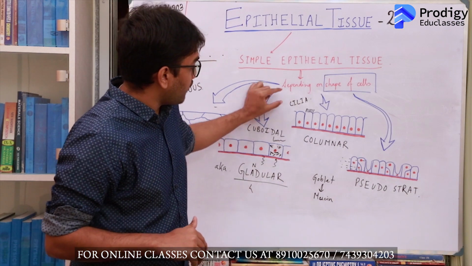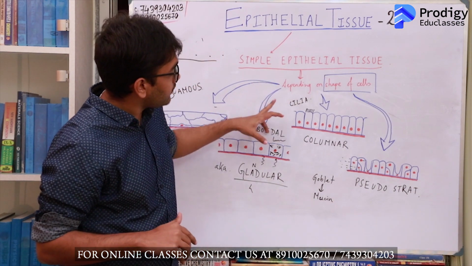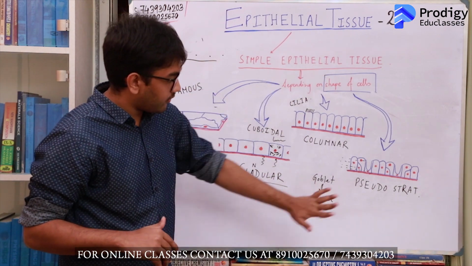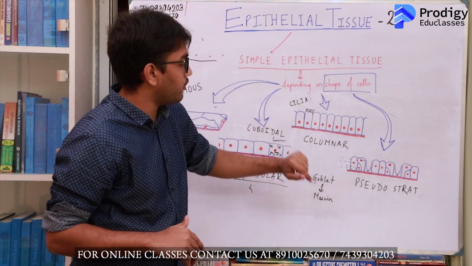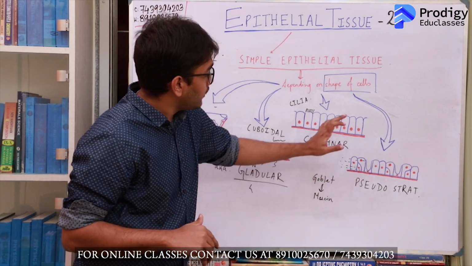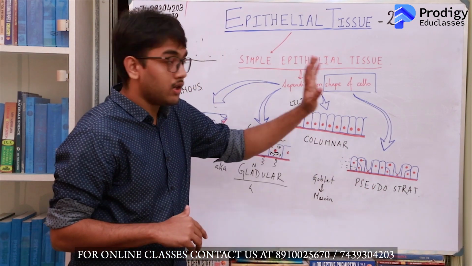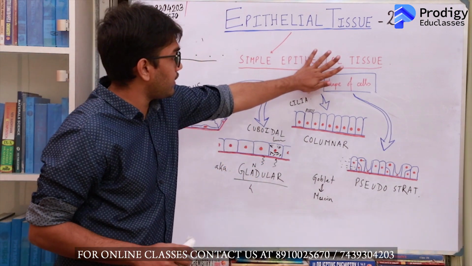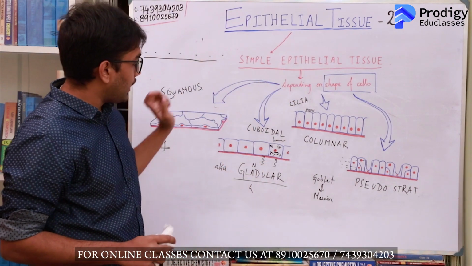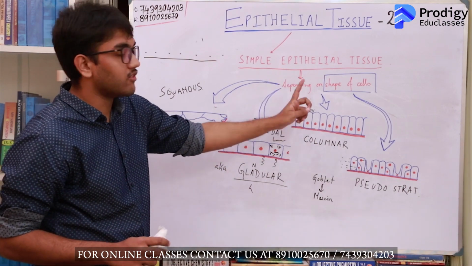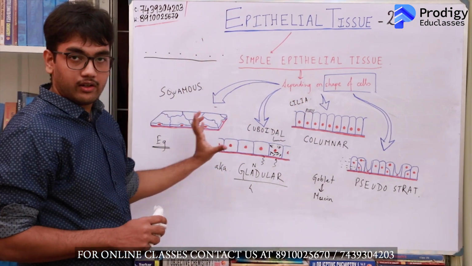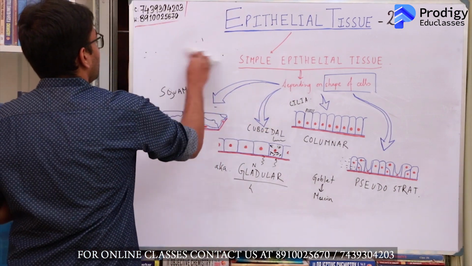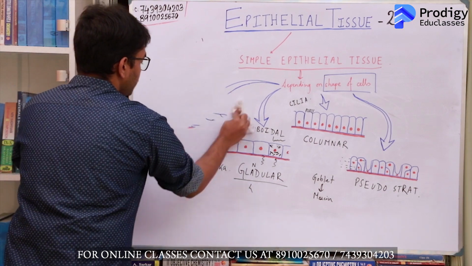When cilia are present, we will call it ciliated simple columnar epithelial tissue. If pseudo-stratified epithelial tissue has cilia, we will call it ciliated pseudo-stratified epithelial tissue. Okay, so this is how you will name. You will first tell epithelial tissue, it will always be simple, and then the type of cell, and if any surface modification is present, it will precede. Okay, you will be adding adjectives to the epithelial tissue. So we are done with simple epithelial tissue.